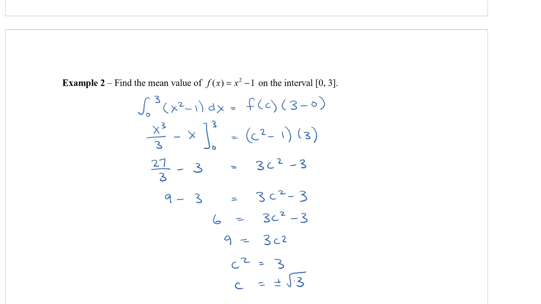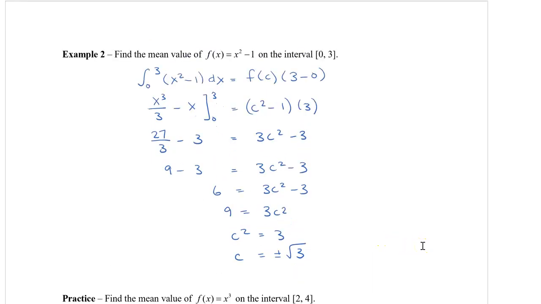Now, it's just a coincidence that it's root 3 again compared to the last example, just because of the function that I've chosen. So again, we only want to look at the interval from 0 to 3. Therefore, we're going to reject c equal to negative root 3 because it is not in the interval 0 to 3. So c is only equal to the positive root 3.